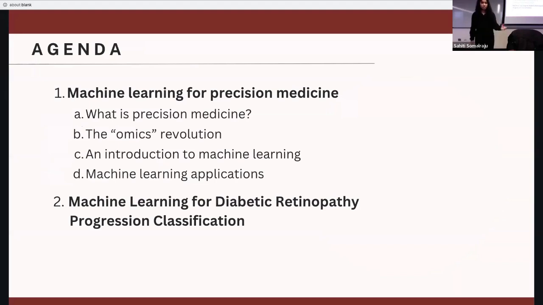So here's a quick agenda for today. The first half, I'll be going over a paper called Machine Learning for Precision Medicine, which is a really great introductory paper if you're getting interested in precision medicine and machine learning and how you can implement machine learning for those applications. Then we'll do a quick break, and then I'll go over an application with one of my projects, so you can get a good idea of a real-life scenario of what the paper was talking about.